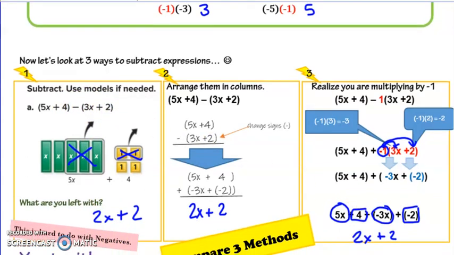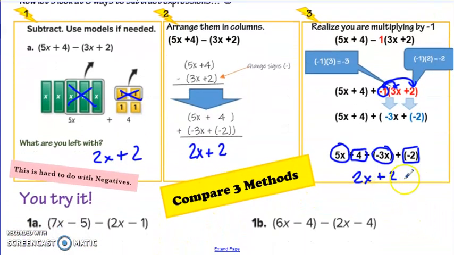Okay, so if you were minusing a negative here, that's when we run into problems with algebra tiles. So when you look at these three methods, we got the same exact answer. These two right here were basically the same thing, but done in a different style. So you do what your brain likes.